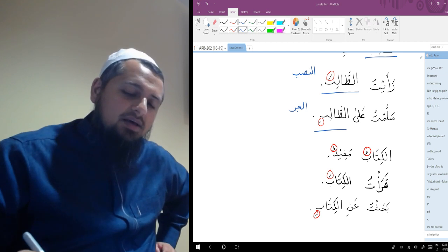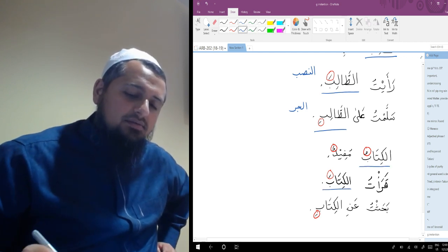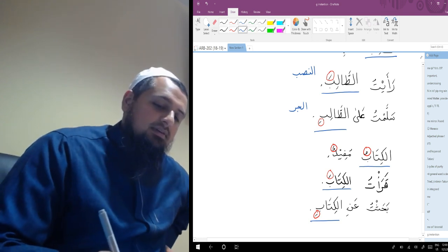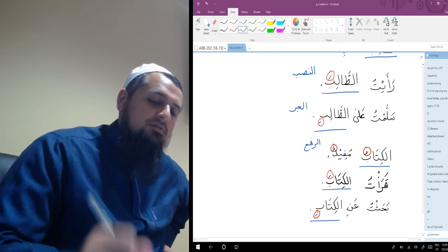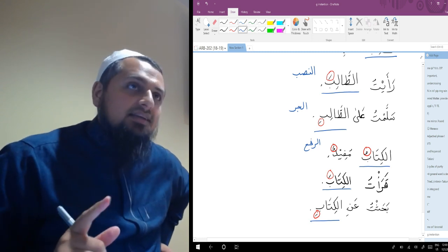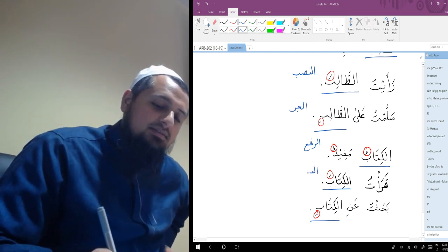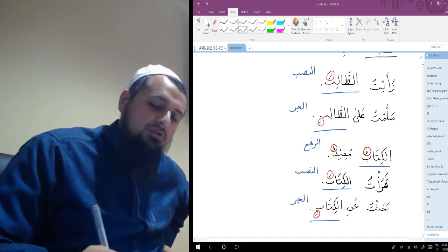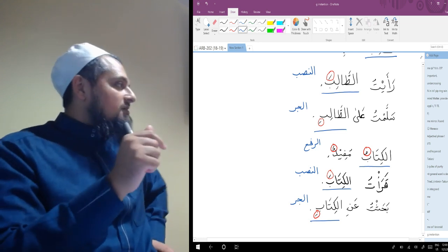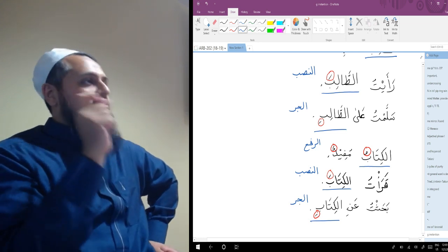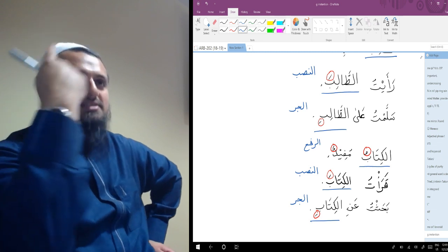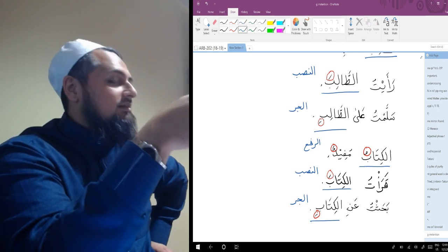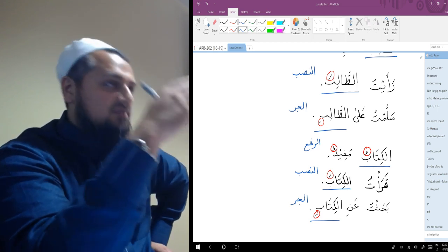Alright, the word al-kitab in all three sentences. In the first sentence, it's in the state of rafa', meaning it's marfu'. In the second sentence, it's in the state of nasab because it's mansub. And in the third sentence, it's in the state of jar, it's majroor. Why is it changing? Because its function in the sentence is changing. In the first sentence, it's my subject. In the second sentence, it's a direct object. And in the third sentence, it comes after a preposition.